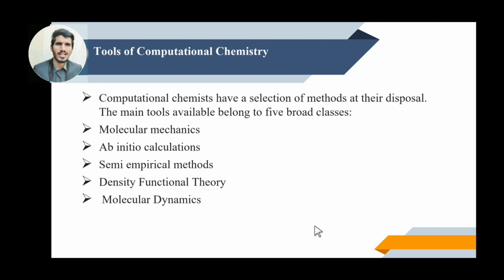The main tools available to them can be divided into five broad classes: molecular mechanics, ab initio calculations, the semi-empirical method, density functional theory and molecular dynamics. These are the five broad classes that computational chemists use. I am going to explain all of these methods one by one in the next videos, and the link to each video will be given in the description.